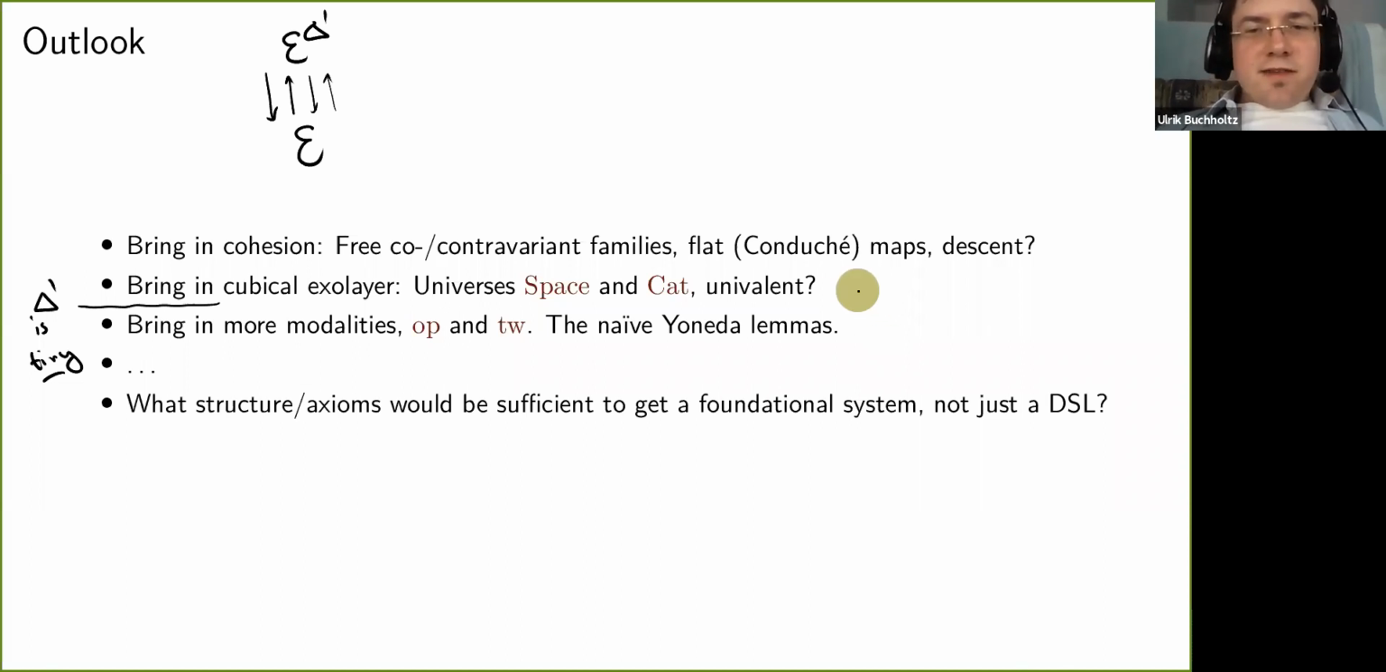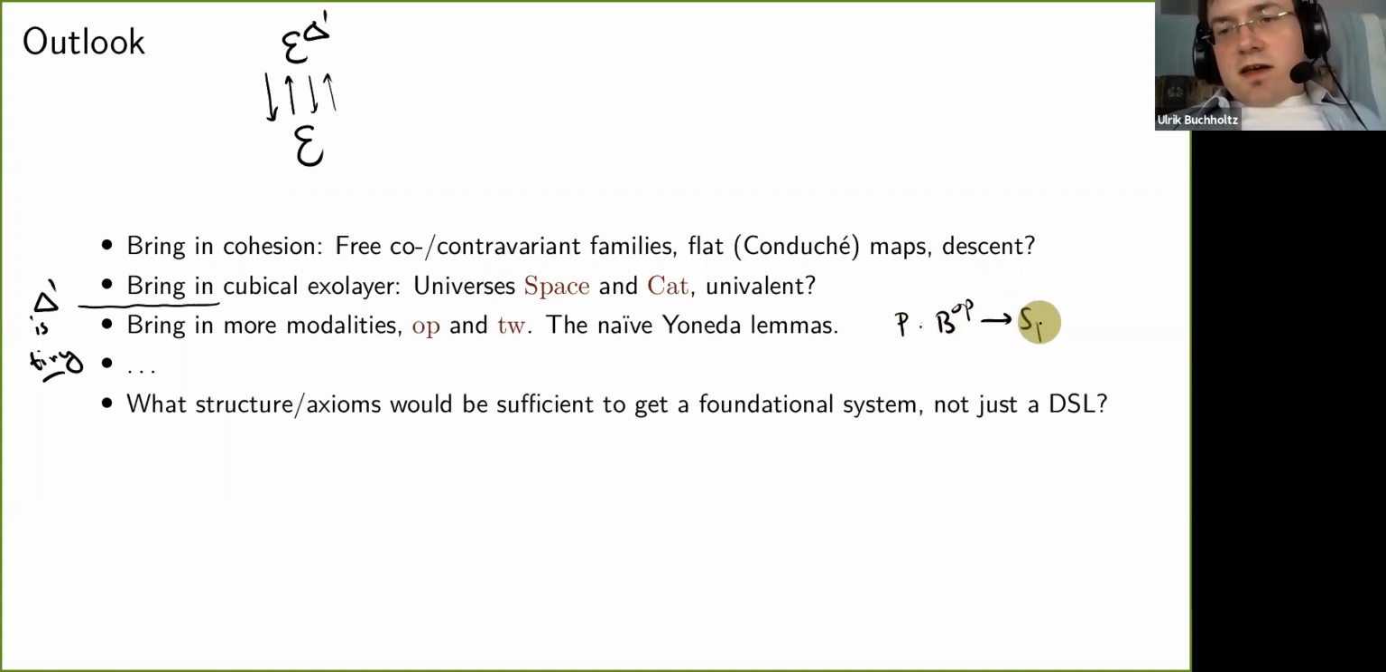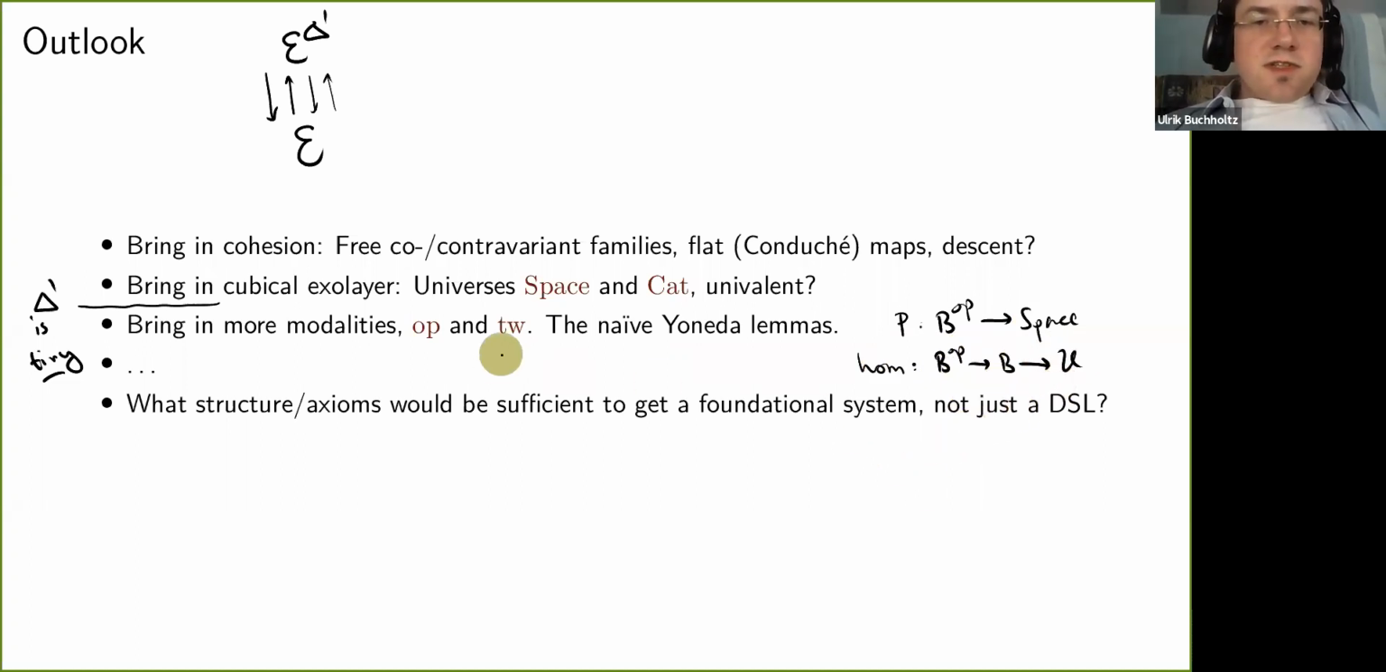But that still doesn't quite give us the naive version of the Yoneda lemma, which talks about presheaves as maps from B up to spaces, to this universe. And you want to talk about the functoriality also in the other variables. So basically you need to have Hom, something like from B up to B to a universe. And then you want to say, okay, this has some kind of mixed variance, has to do with the twisted arrow. So you need some extra modal structure to get a good handle on that.